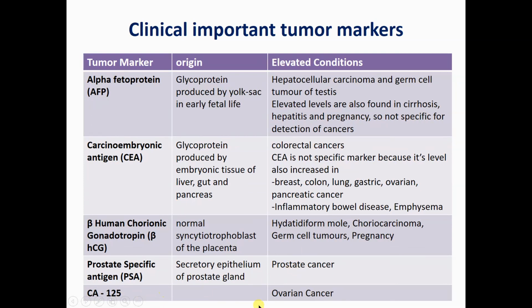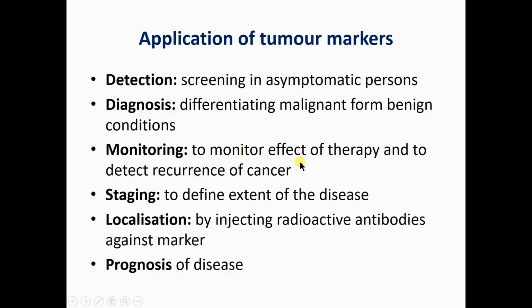Then CA125, it is a carbohydrate antigen. They are also glycoprotein in nature. Then they are elevated in ovarian cancer. So you must know these important tumor markers, their origin and their elevated conditions.